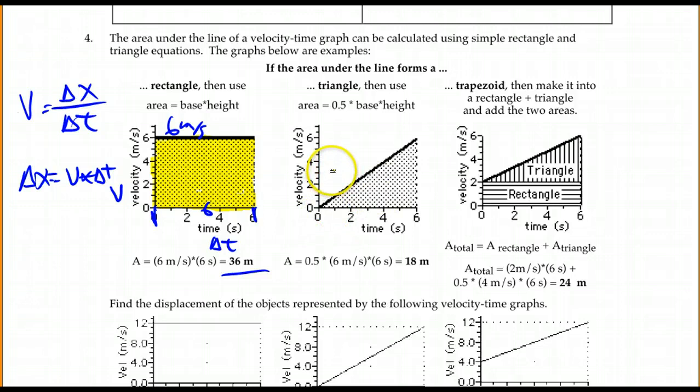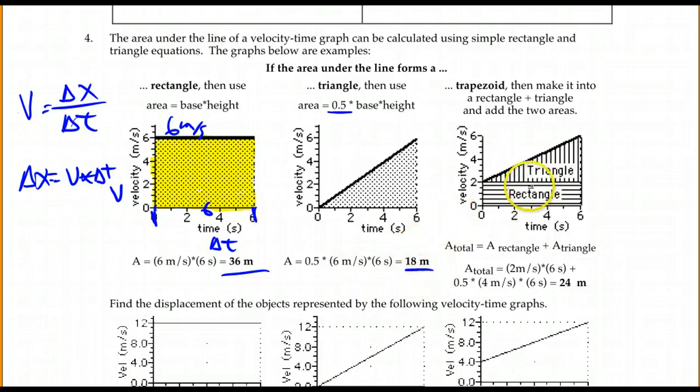Now, if the velocity is changing, most likely it will be changing at a constant rate, so that will give us some kind of sloped line. In that case, we form a triangle, and the area of a triangle is just 1/2 of the rectangle, so it's 1/2 of base times height. So here it would be 1/2 of 6 times 6, which would be 18 meters.